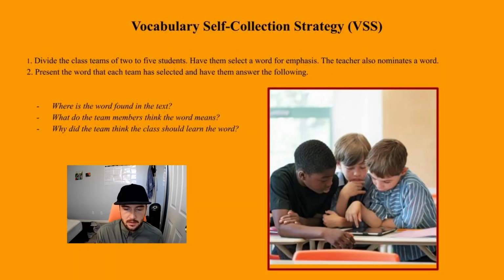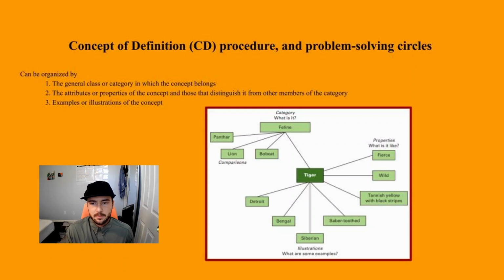Where is the word found in the text? What did the team members think this word means? And why did the team think that the class should learn the word? Another way, the concept of definition or CD procedure and the problem solving circles. This can be organized by the general class or category to which the concepts belong, the attributes or properties of the concept and those that distinguish them from other members of the category, or you can provide illustrations of the concept as well, as can be seen by the image. They use tiger for this example.